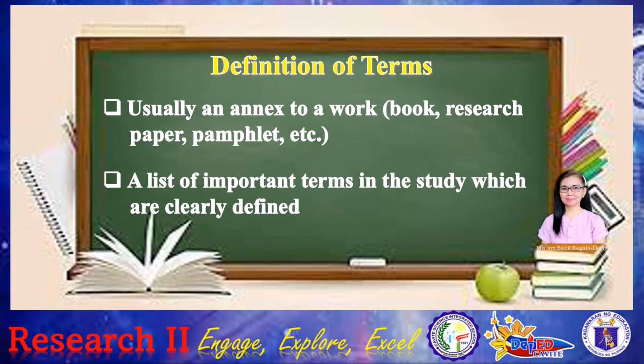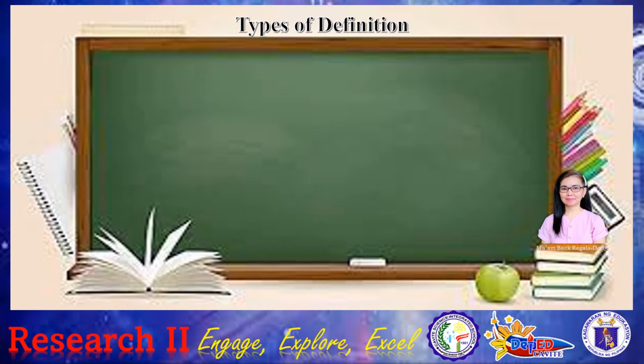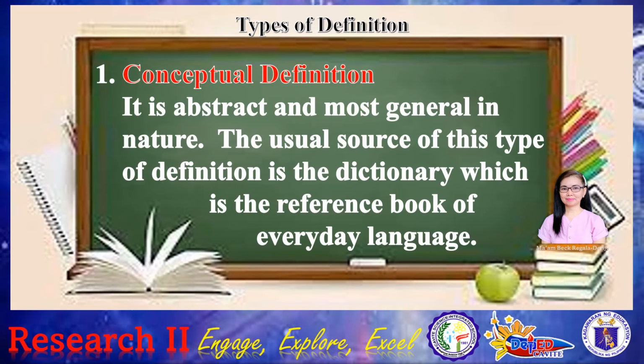We have two types of definition. First, the conceptual definition. It is the universal meaning that is attributed to a word or a group of words which is understood by many people. So pag sinabi natin conceptual definition, yung meaning ng isang word or a group of words na naiintindihan ng karamihan. So yun yung most common na meaning ng isang particular word na naiintindihan nga ng maraming tao. It is abstract and most general in nature. The usual source of this type of definition is a dictionary, which is the reference book of everyday language.